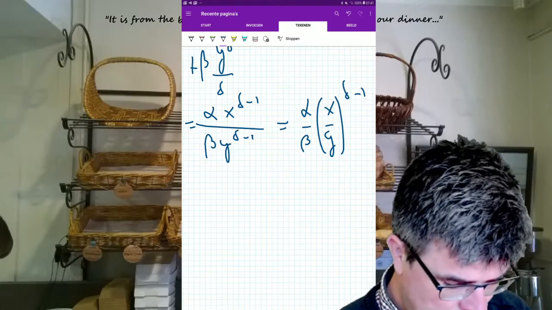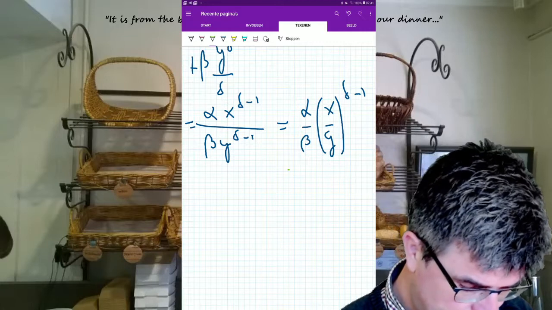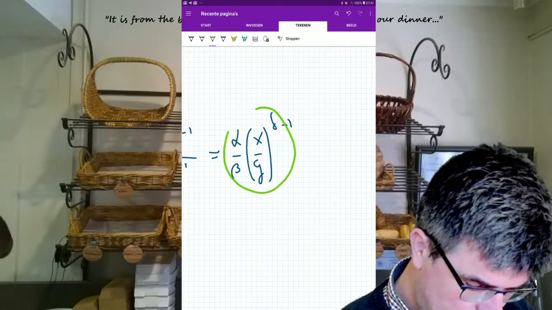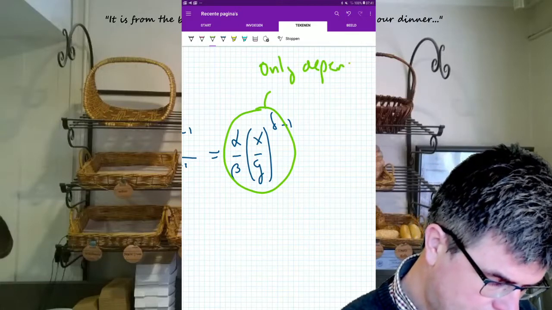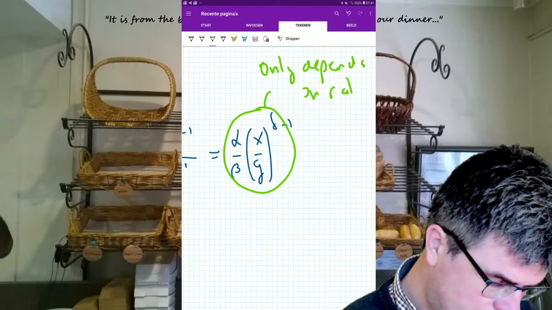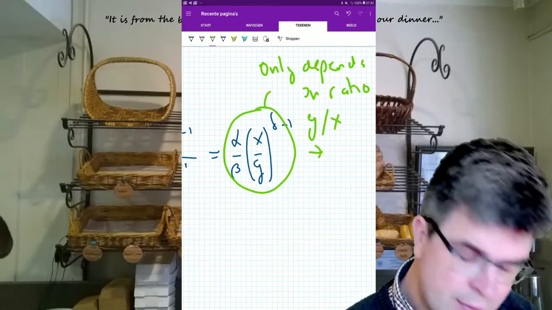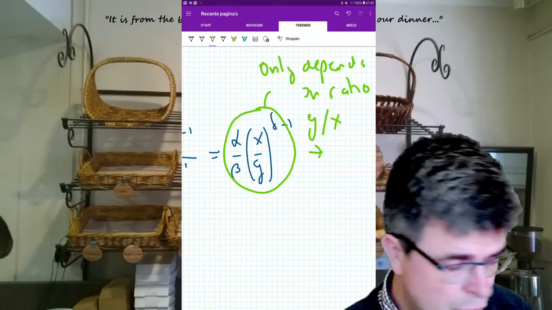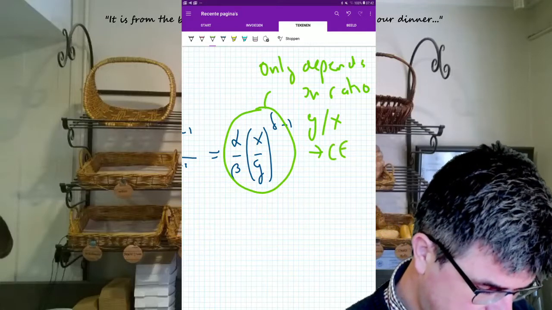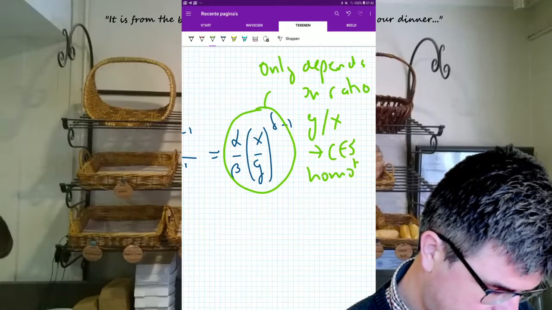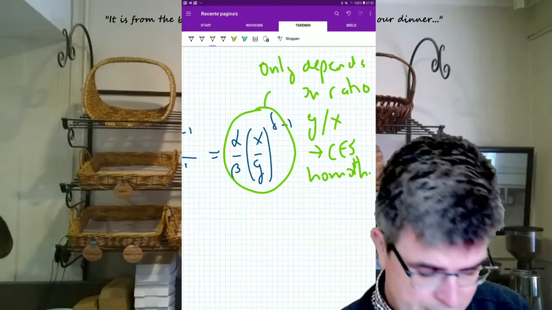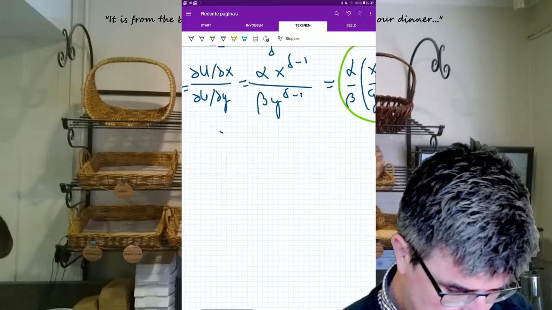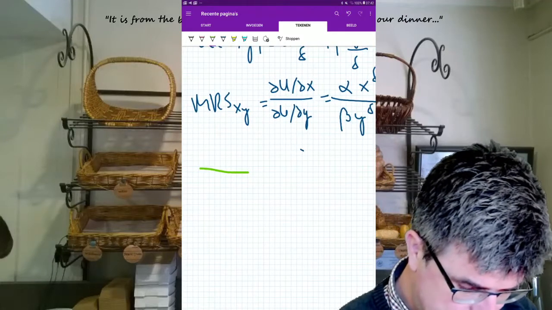And as you can see, the marginal rate of substitution only depends on the ratio between y and x, which means that the underlying utility function, the SES utility function, is homothetic. And that completes exercise A. So that allows us to continue with exercise B.